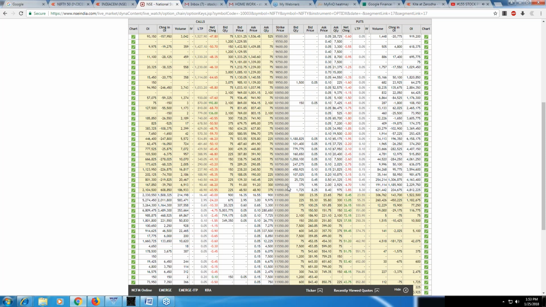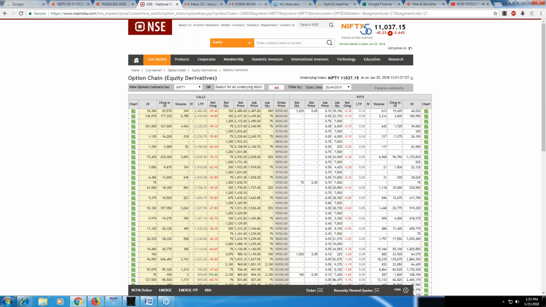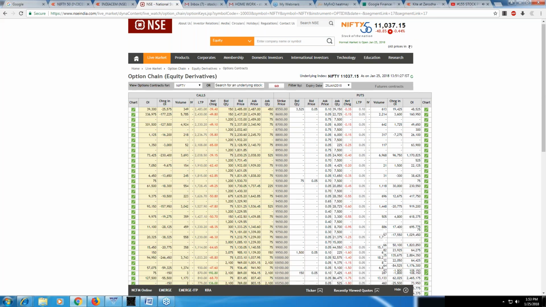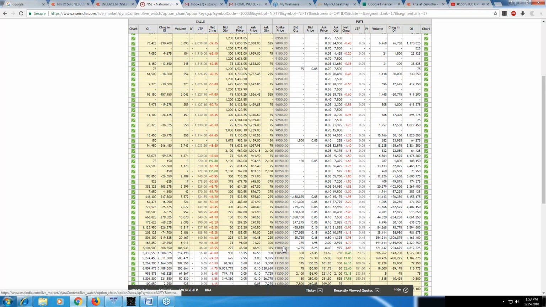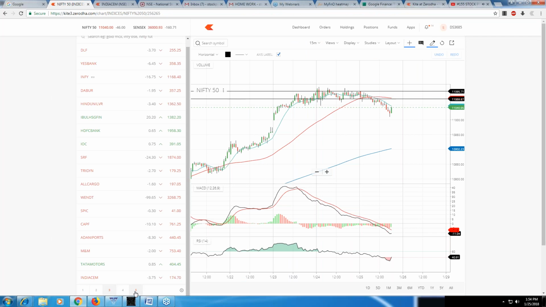So where is Nifty right now? It is at 11,000. So in case there is some correction, how many points can be expected? I think the correction could be not more than 100 points. That is where it looks like it is heading.